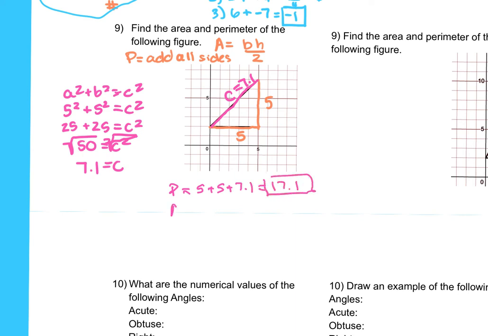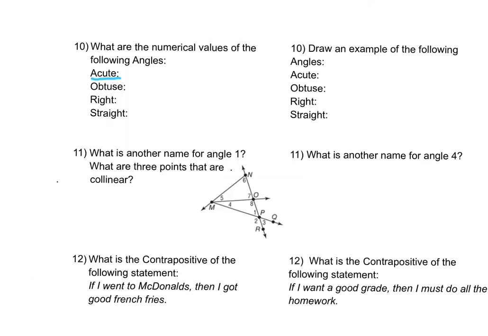And then for the area, we're going to type in the base, which is 5, times the height, which is 5, and then we're going to divide that by 2. So 5 times 5 is 25, and then we're going to divide that by 2, and we get 12.5 as the area. All right, number 10 wants us to find the numerical values of all of the angles.